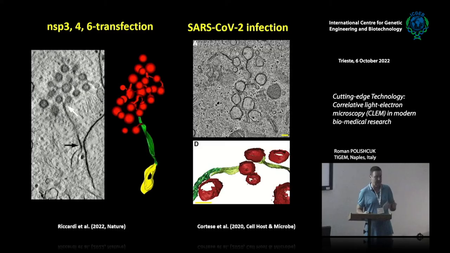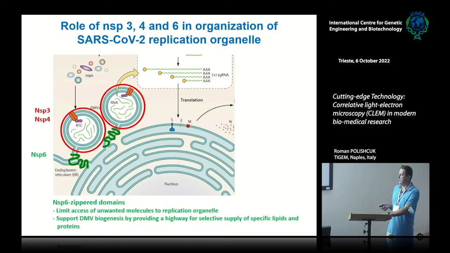Now, why are these zippered domains needed? We have several hypotheses, some of them proved, some not yet. We think that such zippered domains are needed to limit the access of unwanted molecules to replication organelles. You don't want ER quality control proteins going into the replication center and inducing innate immunity. This is number one.